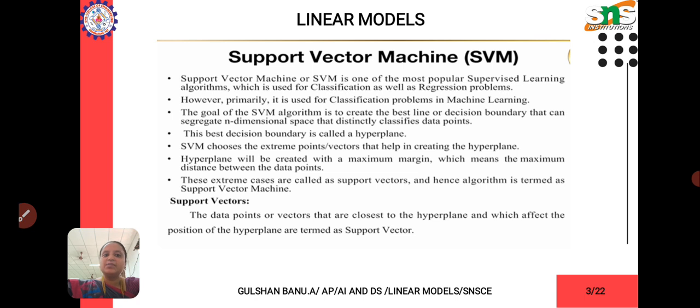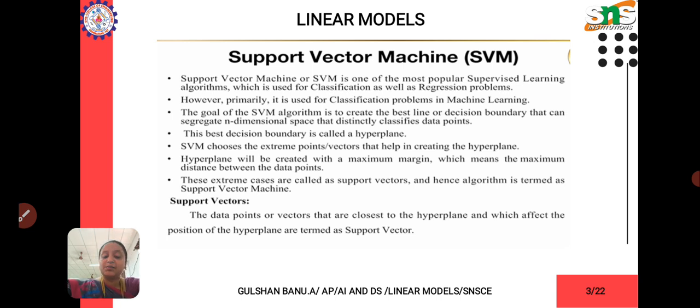So the goal of the SVM algorithm is to create the best line or decision boundary that segregates the data. This best decision boundary is called a hyperplane. The hyperplane will be created with a maximum margin, which also means the maximum distance from the data points. These extreme cases are called support vectors, and hence the algorithm is termed a support vector machine.